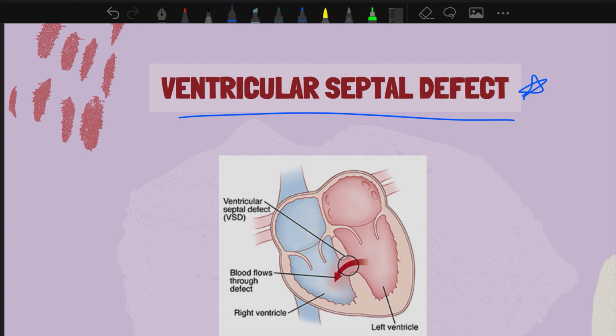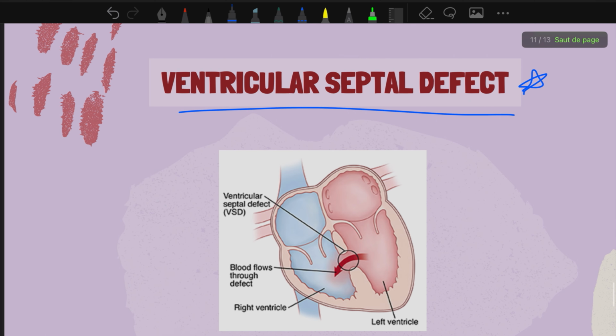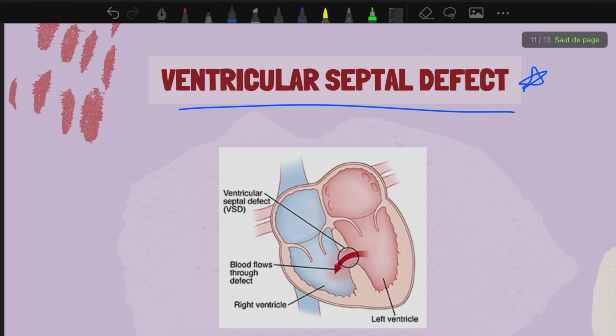And for this problem, the membranous part will be broken. So the blood will start going from the left ventricle into the right ventricle, and that's all you have to know. Okay.